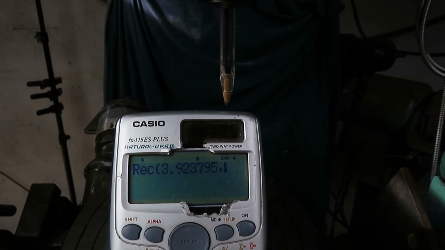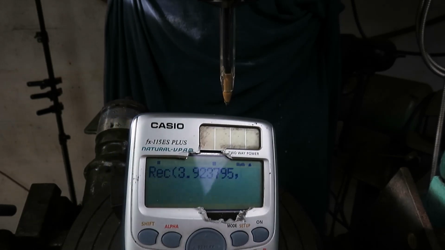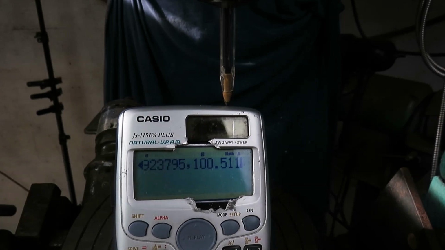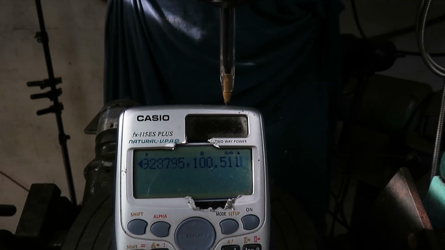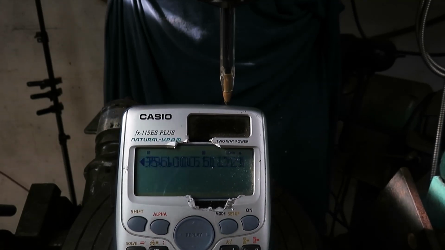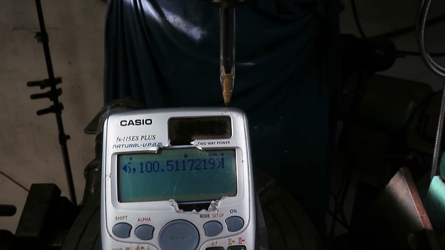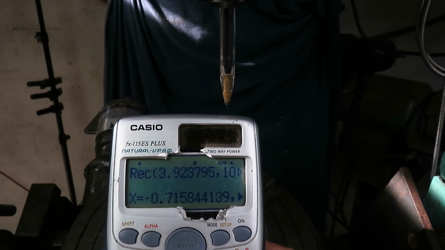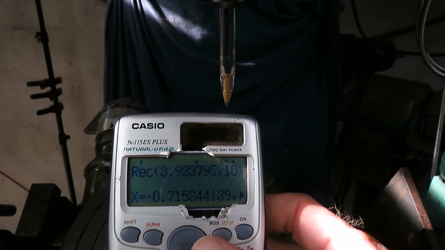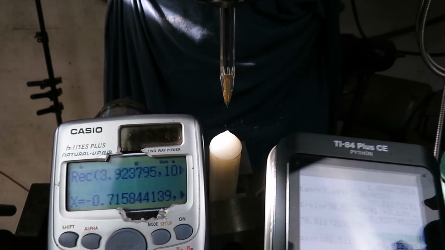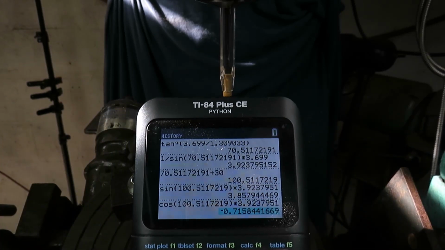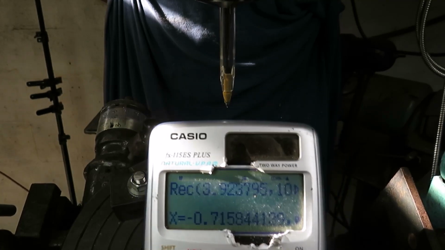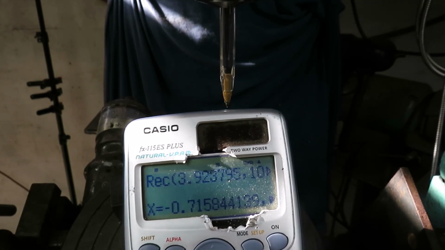And let's tell it 100.511 degrees, 7219. Okay, close the bracket and push equals. And there's our new X coordinate. And you see degrees right here. Negative 0.715. Okay. Scroll over.